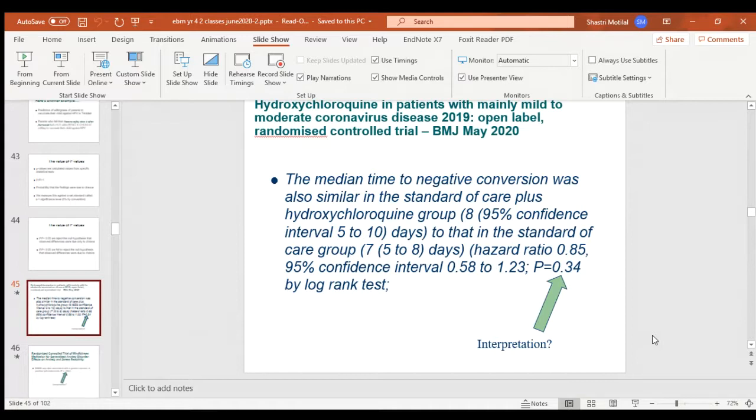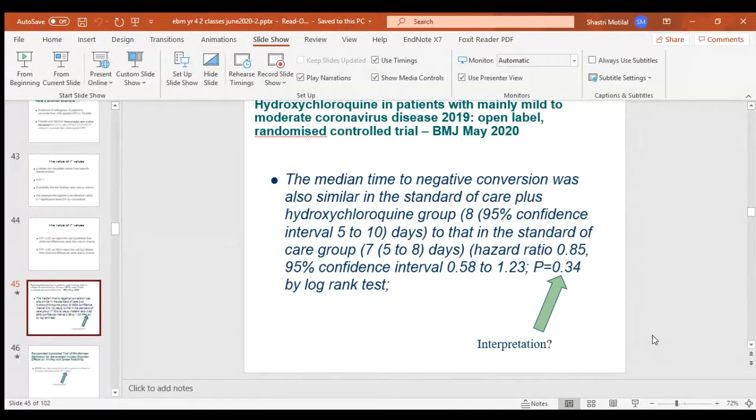You're reading all this about median time to negative conversion. What they mean by negative conversion in this case is that the person got sick, the person deteriorated, right? So the person was ill, they went to hospital, but then they got more ill. They required ICU care, or the person died, or they got more ill, really. So that was the outcome in this case, the median time to seroconversion.